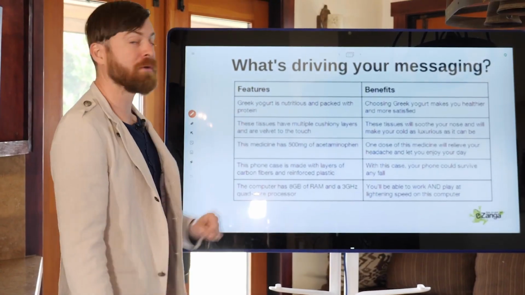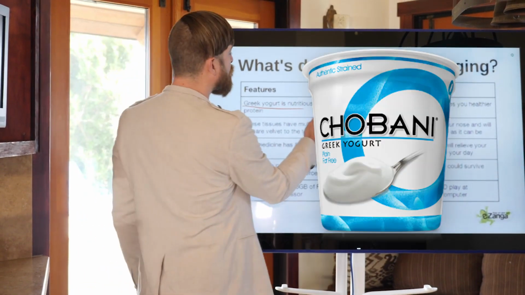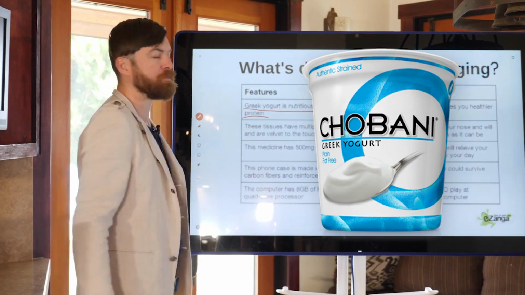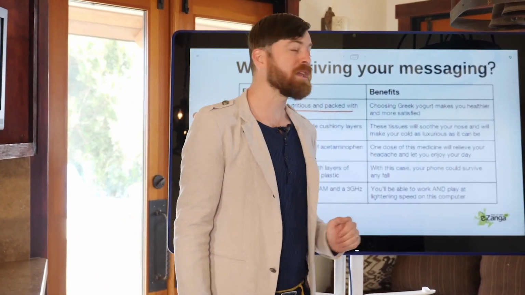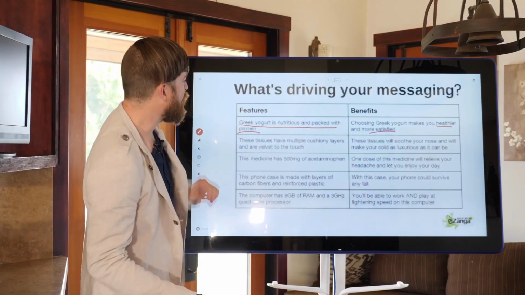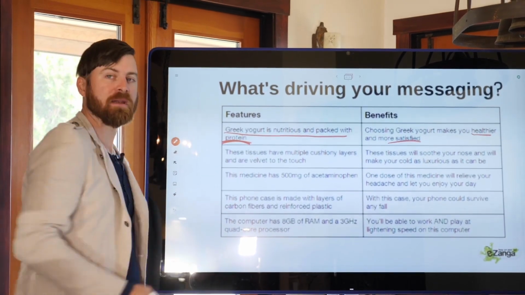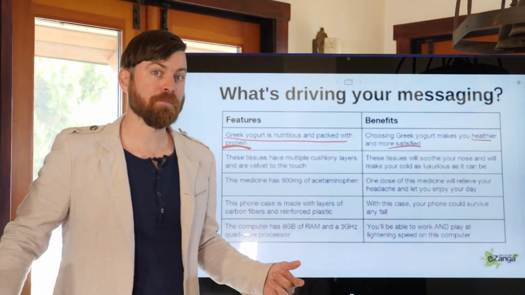So here's a few other examples of features versus benefits. So you could say a feature would be Greek yogurt is nutritious and packed with protein, whereas a benefit would say choosing Greek yogurt makes you healthier and more satisfied. Different, right? The old school marketing thought was that if you say it has a lot of protein in it, people would jump to the conclusion for themselves.